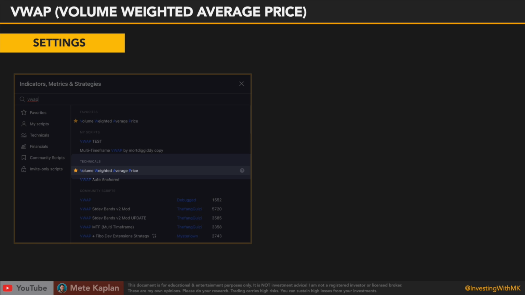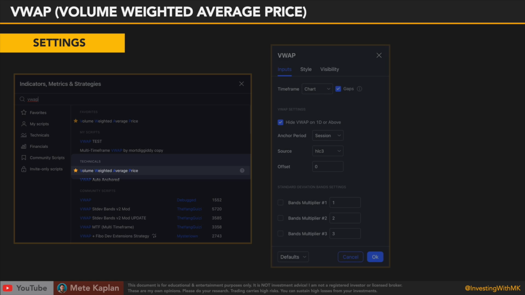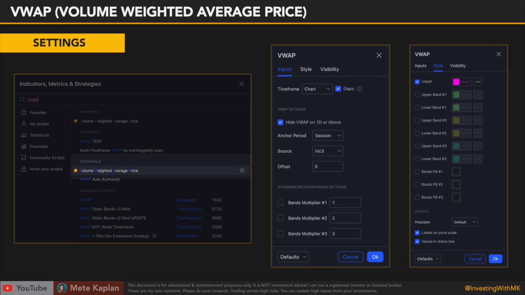However, I saw differences between the indicators. I suggest the one from TradingView itself. For the settings, I disable everything possible. I only use the main line. I do not use the bands and deviations. Some people do, but I cannot find a use for them.